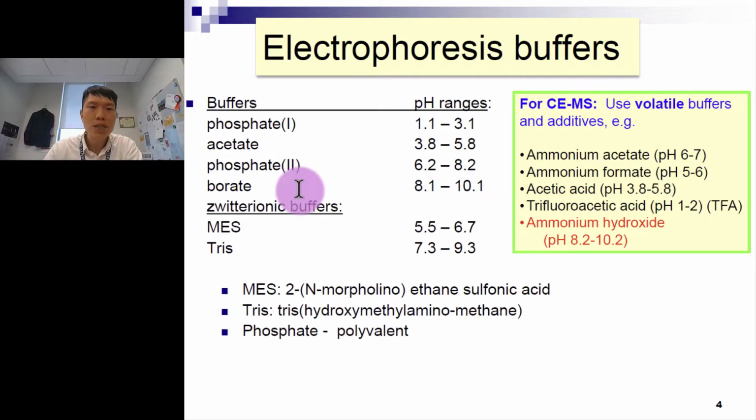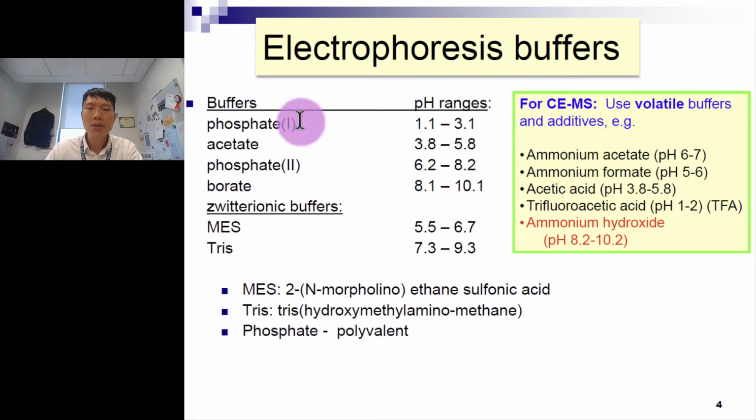We also have the zwitterionic buffer kind, the MES, which is 2-(N-morpholino)ethanesulfonic acid, and the Tris. Tris is a very commonly used buffer in CE, your tris(hydroxymethyl)aminomethane, which tends towards the alkaline side.